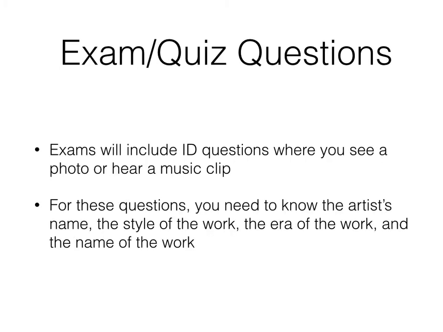The other course information I wanted to share with you is that as we go through the chronology of the arts, we'll encounter a lot of different artists and styles. And on the exams and quizzes, there will be identification questions. Maybe I'll put a photograph of an artwork that we've studied. You would need to be able to identify the artist's name, the title of the work, the style of the work, and the era of the work. So as you're reviewing for quizzes and exams, make sure that you're paying attention to those identifying elements of the works that we study.